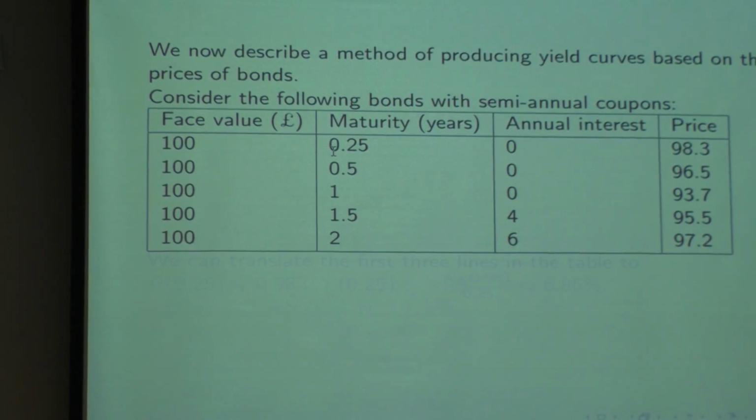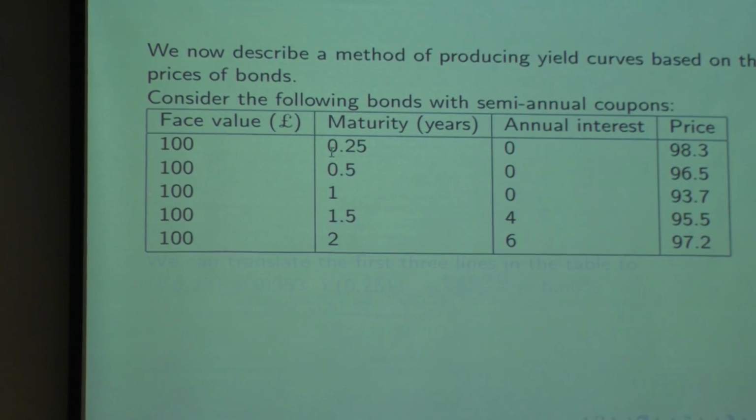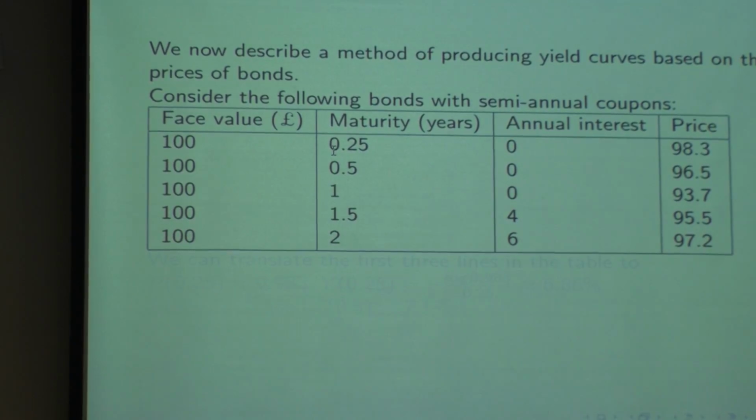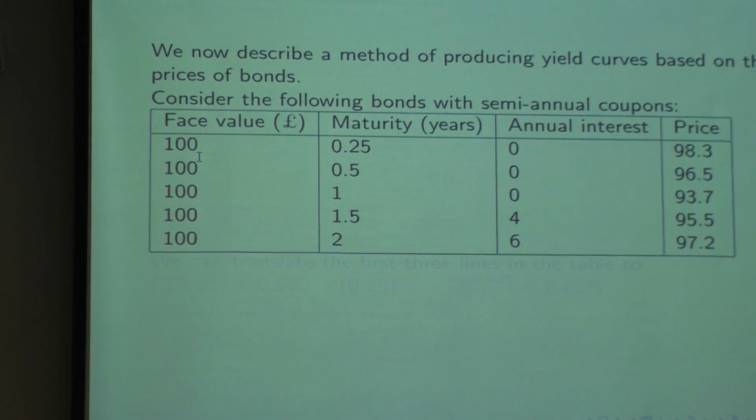So these are not zero coupon bonds. These are bonds that are going to pay you coupons every 6 months. Some of them are zero coupon bonds, but not all of them. Each row in this table is giving you information about one of these bonds. So there are 5 different bonds we're going to consider. All the bonds in this example have a face value of £100.